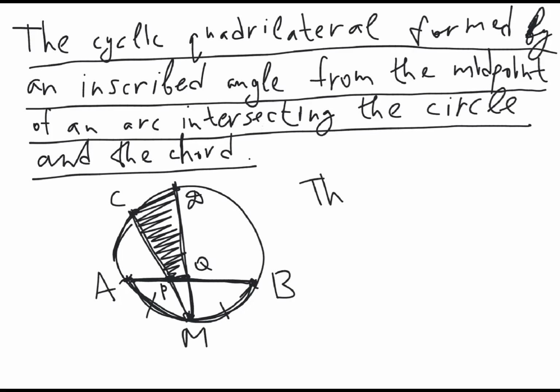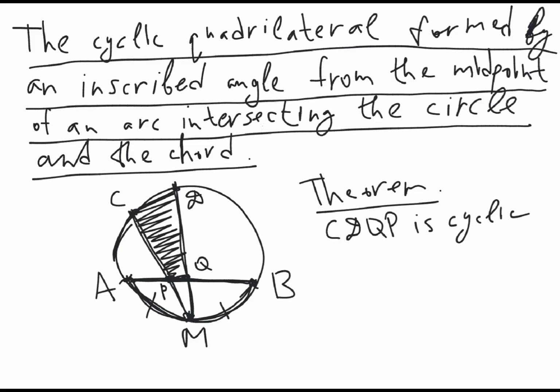So the theorem is that the quadrilateral CDQP is cyclic. Cyclic means that it's inscribed in a circle. So there is a circle that passes through all 4 vertices of this quadrilateral. So basically a circle, something like this.